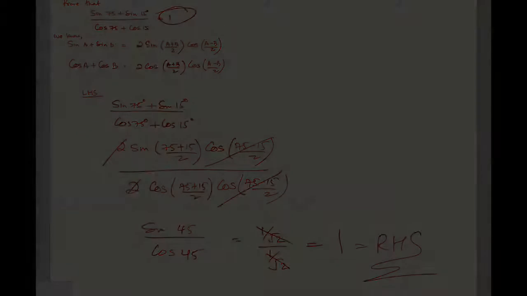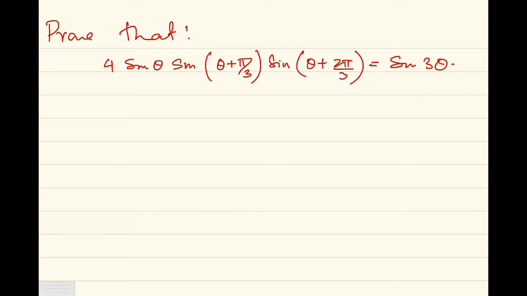It equals 1. Here we have the third, and this is a very interesting sum. Again, the product formula will be used here. So look at it carefully. It says 4 sine theta plus pi by 3, sine theta plus 2 pi by 3 has to equal sine 3 theta. Correct?